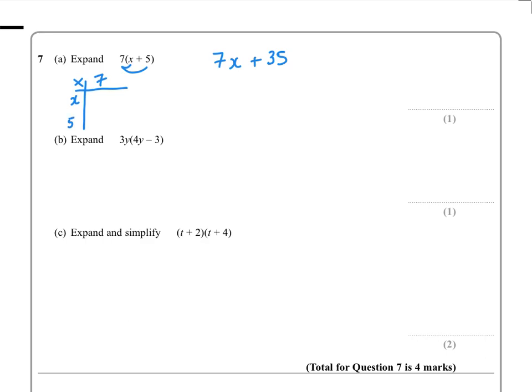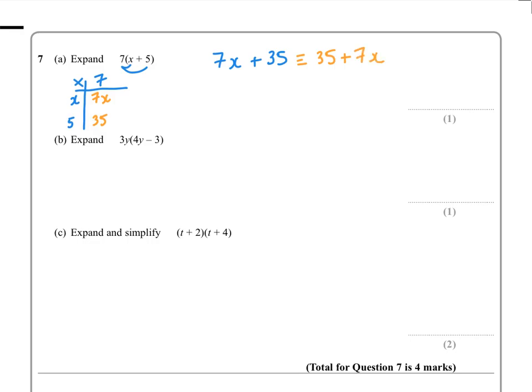So you'd have 7x's, you wouldn't write x7, you'd write 7x, x7 wouldn't exist. X to the power 7 is fine, but not x7, and then 5 7s are 35. So it would be okay if you wrote, this is equivalent to, you could write 35, add 7x, that would get you full marks as well.